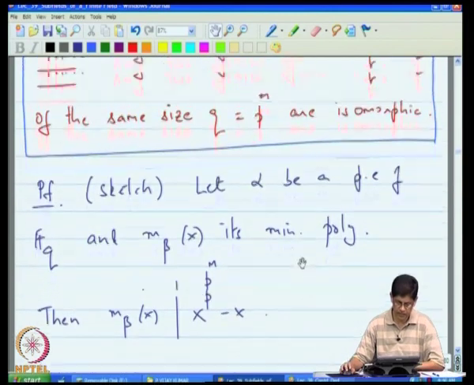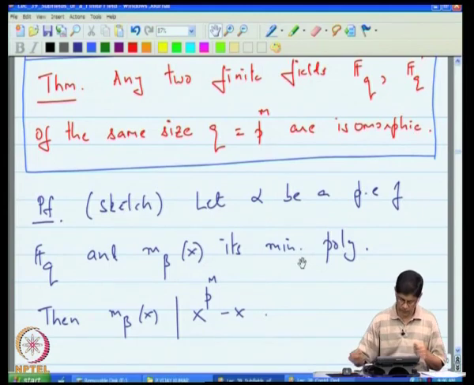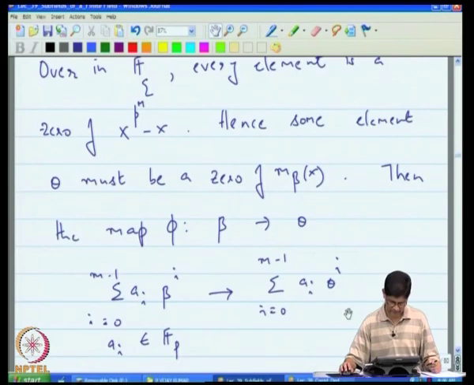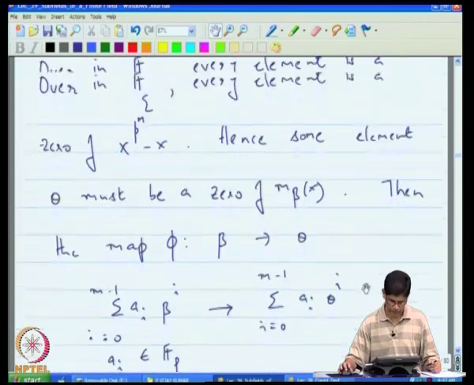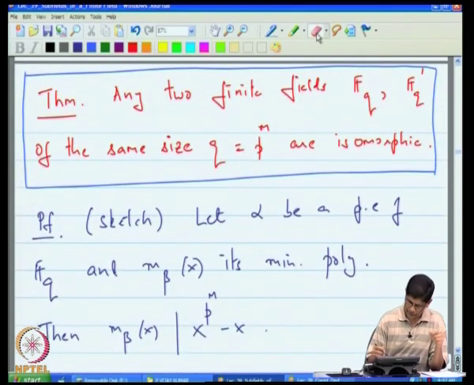Okay, what is beta? Sorry about that, that should of course have been beta.